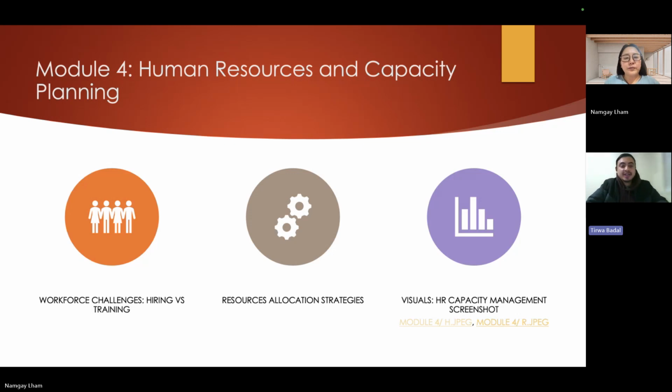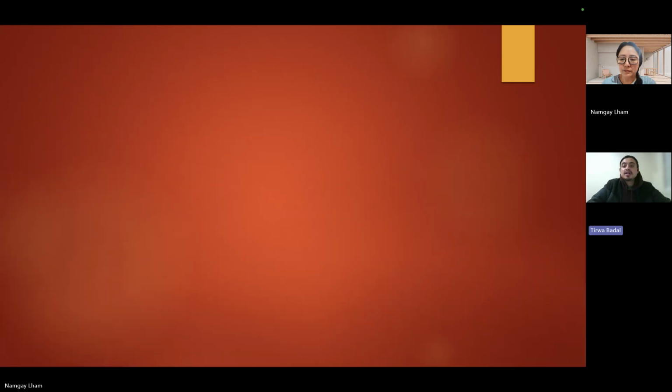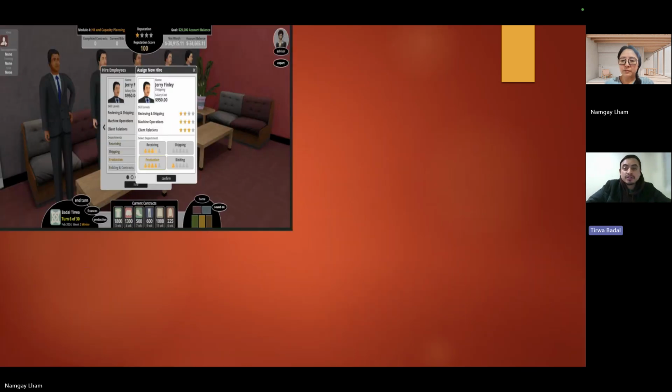In week 4, we highlighted human resources and capacity planning. In this week, we were given 30 weeks of gameplay where our target was to build a net worth of 25,000 by carefully allocating the manpower and handling the challenges in hiring and training them, strategically allocating resources whenever needed, and optimizing the HR capacity management. We encountered main challenges in balancing workforce capacity with the demands of production.